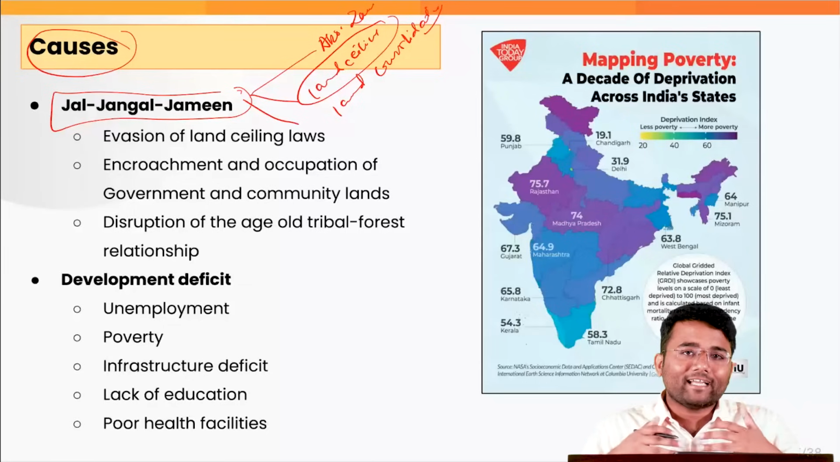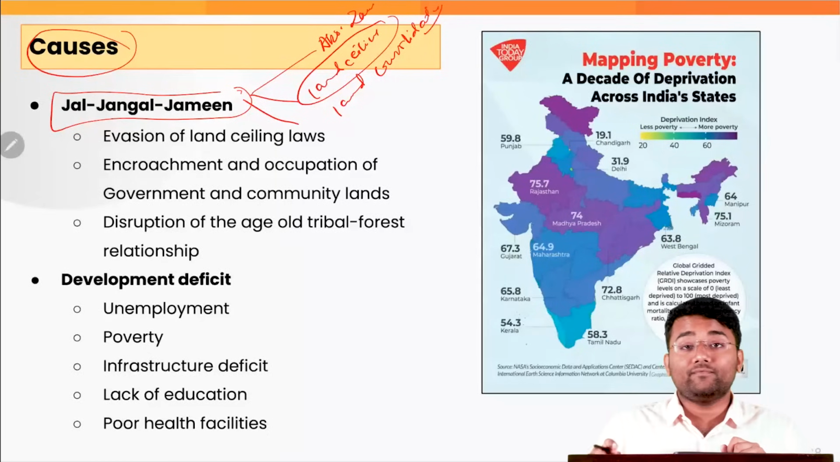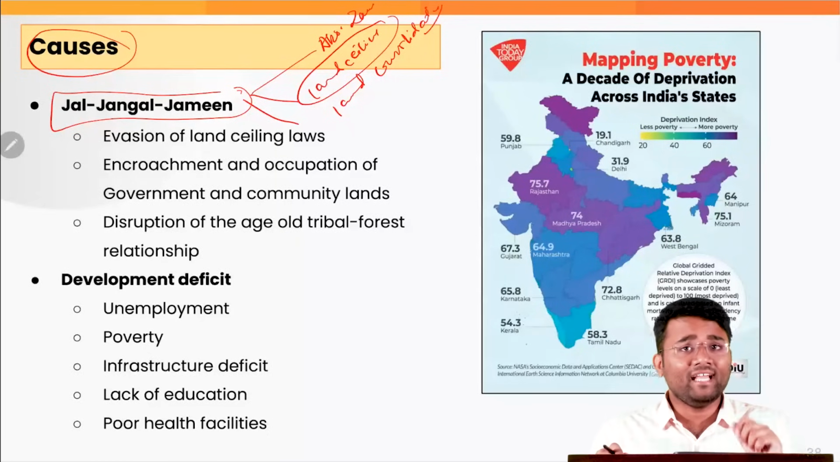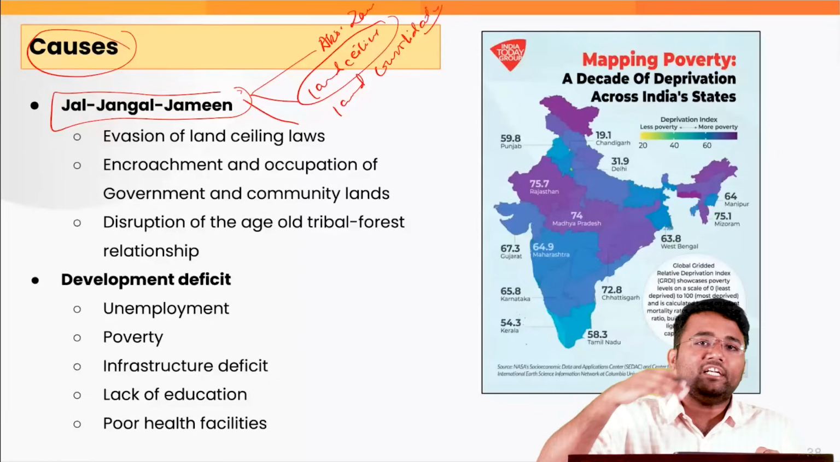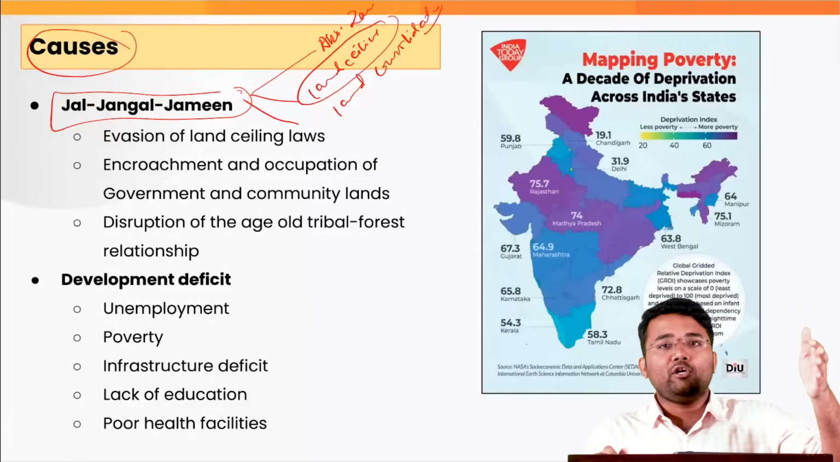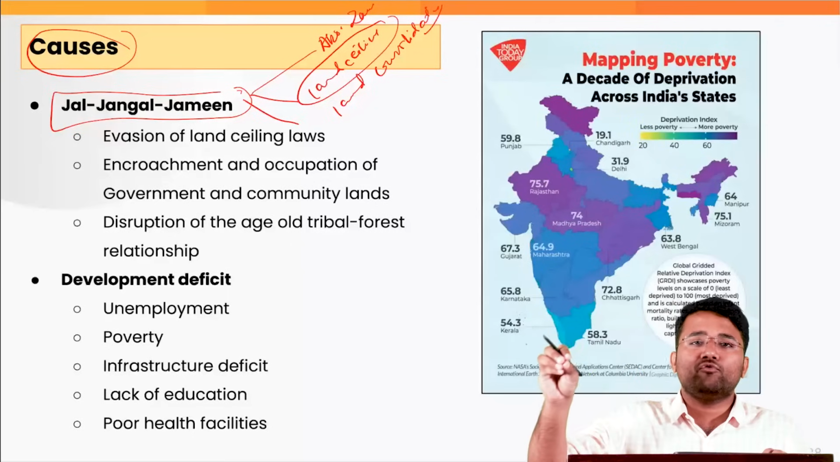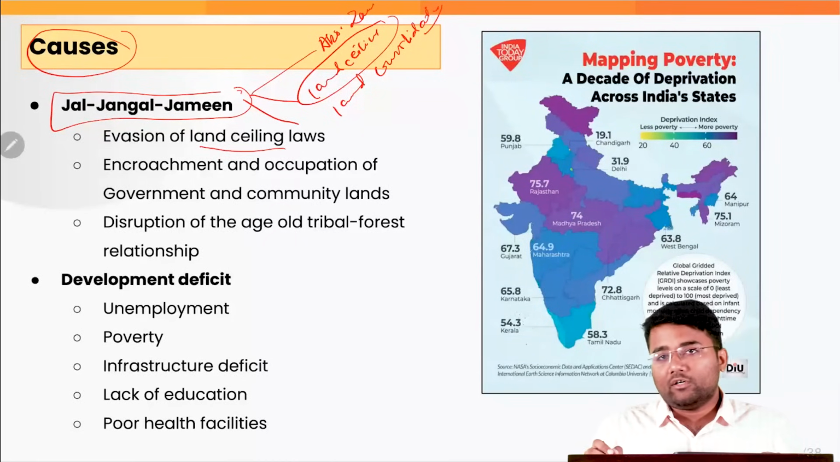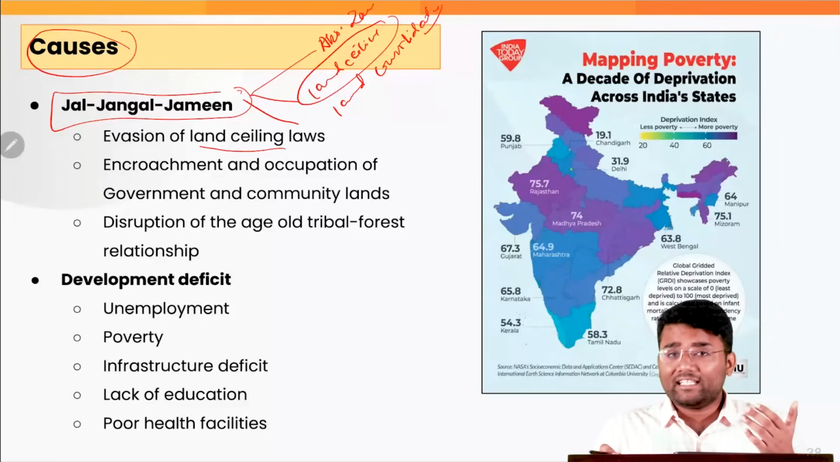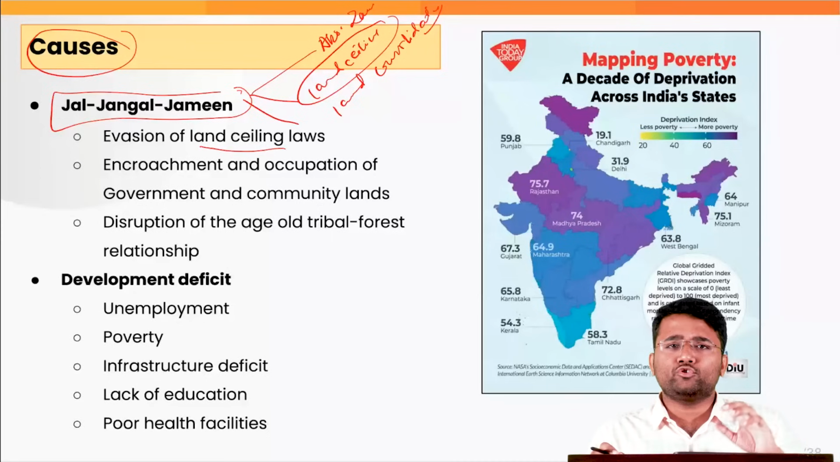But due to large-scale corruption and bureaucratic apathy, these land ceiling laws were not very effective. And that's why this land reform, which came with the intention of redistributing land from the people who have a major chunk of land to the people who were landless, failed. This evasion of land ceiling laws happened majorly due to large-scale corruption, where people shifted their lands to their relatives and servants to evade the land ceiling limit.